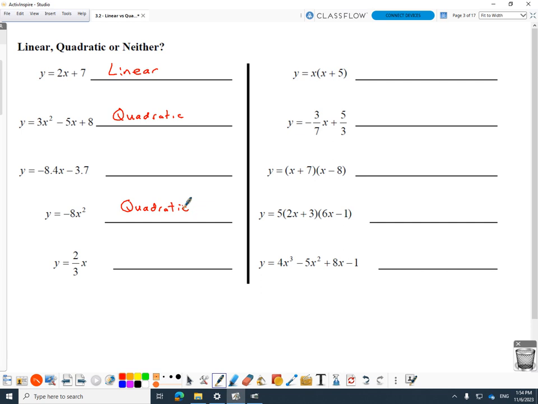Okay, I'm going to jump to a tricky one. The last one: 4x cubed minus 5x squared plus 8x minus 1. The way I explained it, you might believe it's a quadratic. The way I wrote it, not the way I explained it. I did mention it. This one goes up to exponent 3. No, we're not doing that. This is neither.